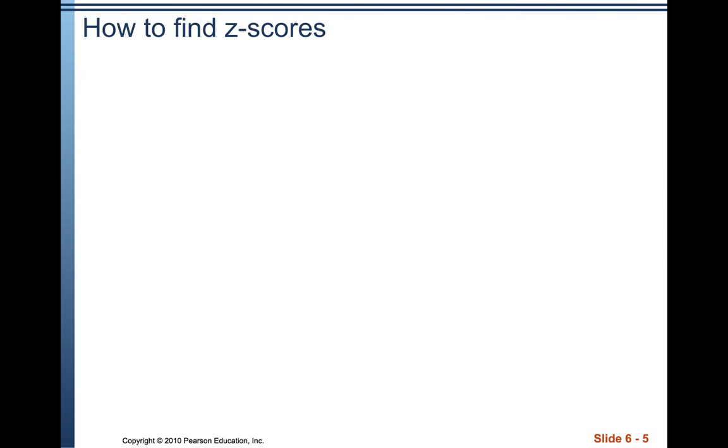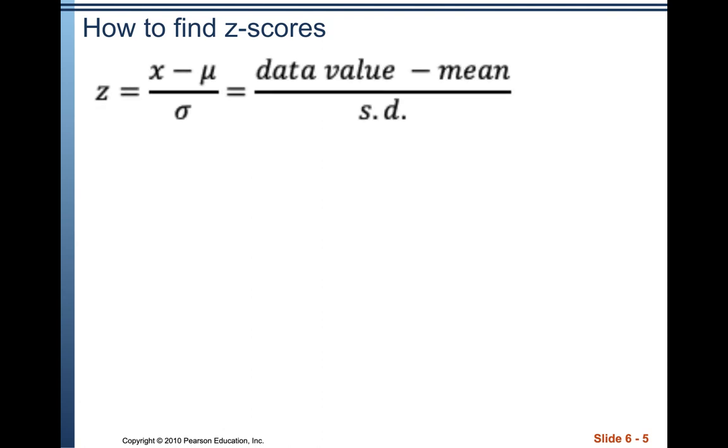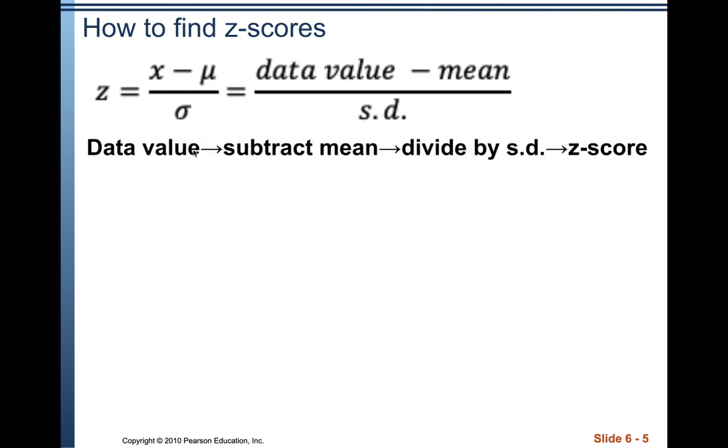Now, how do we find z-scores? Very simple. If you have a data value and you want to find its z-score, this is how you do it right here. You subtract the mean, and then you divide by the standard deviation. Whatever number you get, that is the z-score. That tells you how many standard deviations the original data value is from the mean. Okay, and I'll show you some examples in a minute.